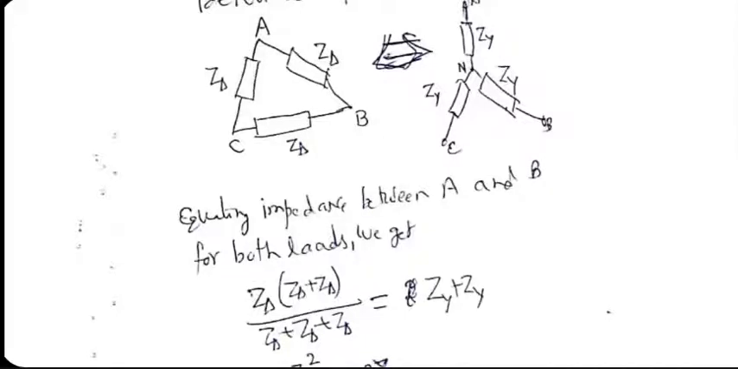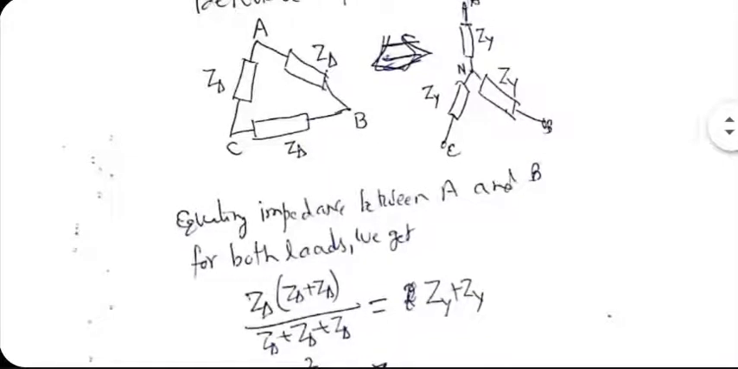Equating impedance between A and B. Between A and B on the left side, you have Z delta in parallel with the combination of Z delta plus Z delta, that means 2 Z delta. So the total impedance between A and B in the delta load is Z delta multiplied by 2 Z delta, and the entire thing divided by 3 Z delta.